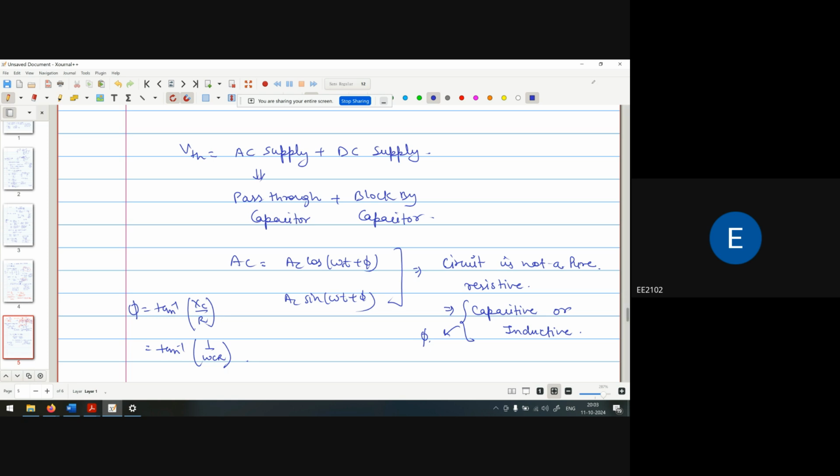You have already studied, if you remember, that there is a phasor diagram, the RLC circuit phasor diagram, with EC and ESTC. So, because of this phasor diagram, you can calculate the value of phi, and whether it is positive or negative.